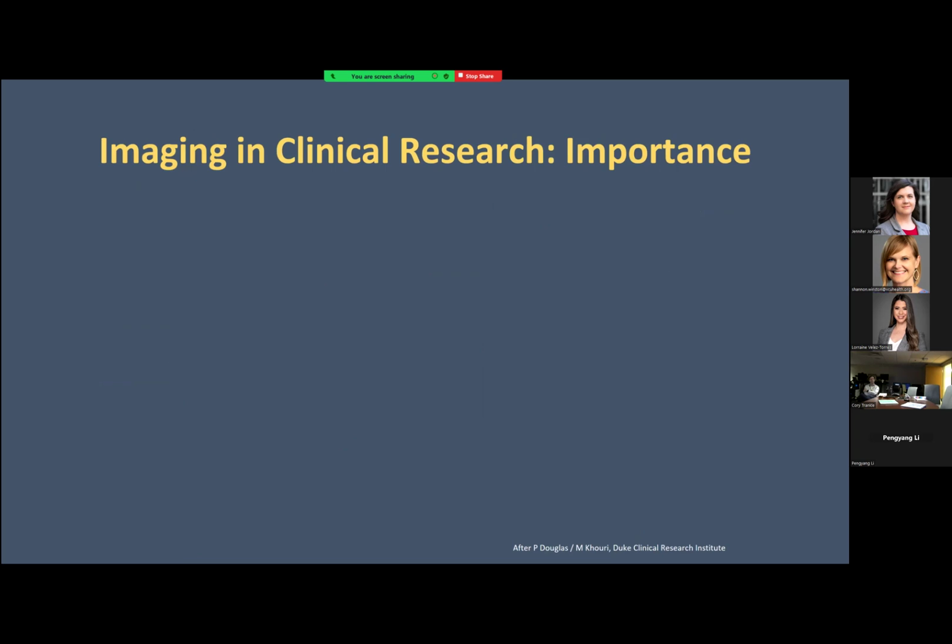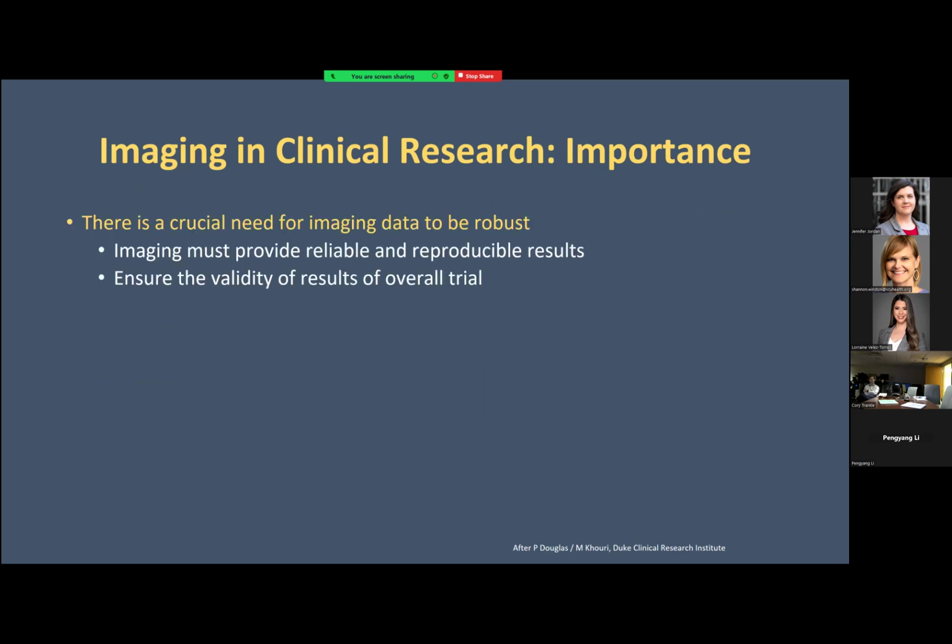There's a few other components about the importance here with respect to our imaging data. We really need to make sure that we have reliable and reproducible results. If we're doing a single center study, this should be reproduced and have similar findings at other sites if we're using valid imaging endpoints. And we need to make sure the validity of the results for the overall trial are maintained.